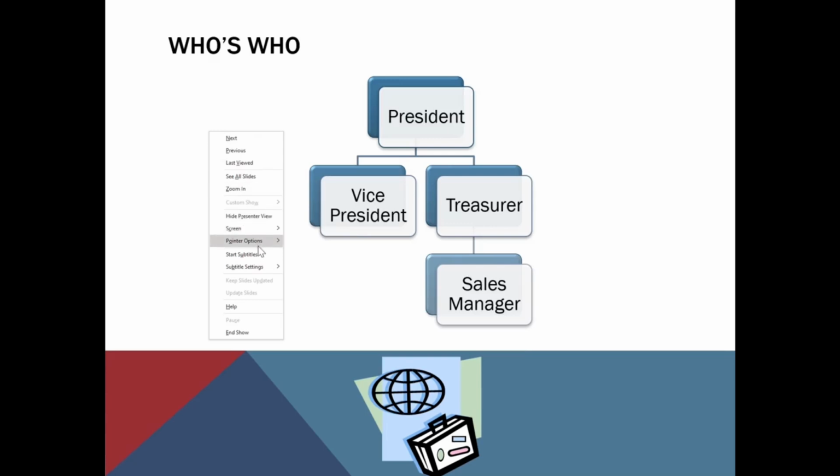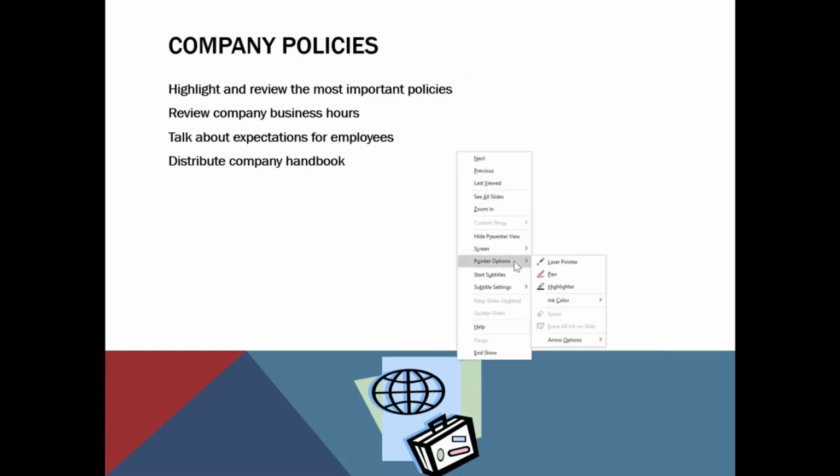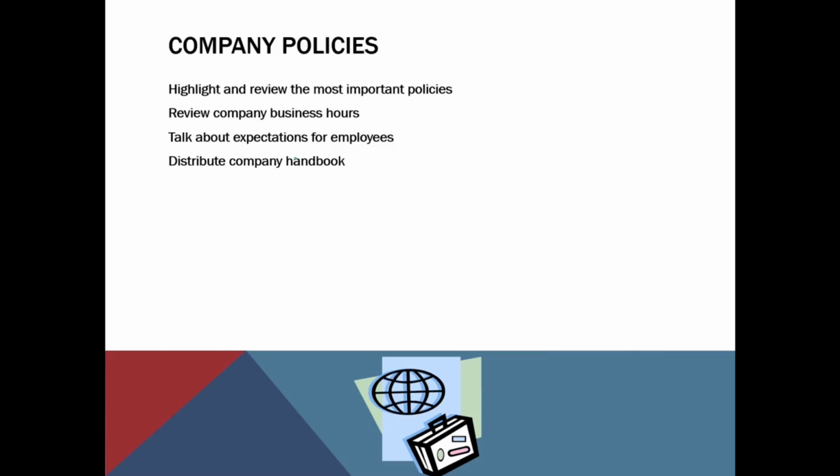The highlighter option is for highlighting on-screen objects or text with your chosen color by clicking and dragging over them. Change the color of the pen or highlighter using the Ink Color tool from the Pointer Options menu. This lets you add some visual variety to your presentation, like underlining words in red and circling diagrams in yellow.